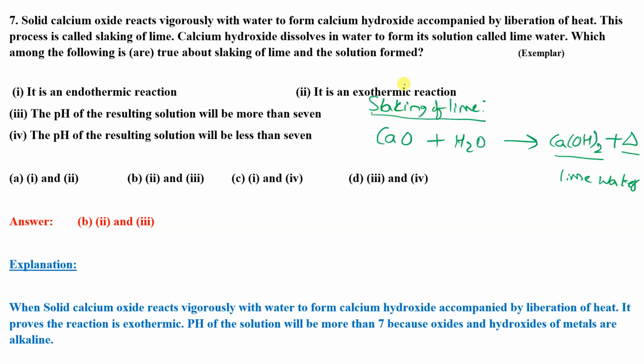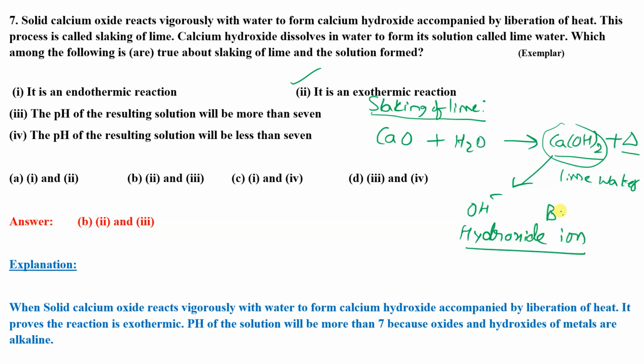So it releases heat. First of all, it is exothermic. It is not endothermic at all. Very simple. And I got a substance which possesses OH. This OH- is said to be hydroxide ions. If a substance on addition to water releases OH- ions, that is said to be a base, whose pH will be greater than 7. The pH of the resulting solution will be more than 7. It can't be less than 7 at all. So 2 and 3 is the answer. I hope this answer is also clear. Thank you.